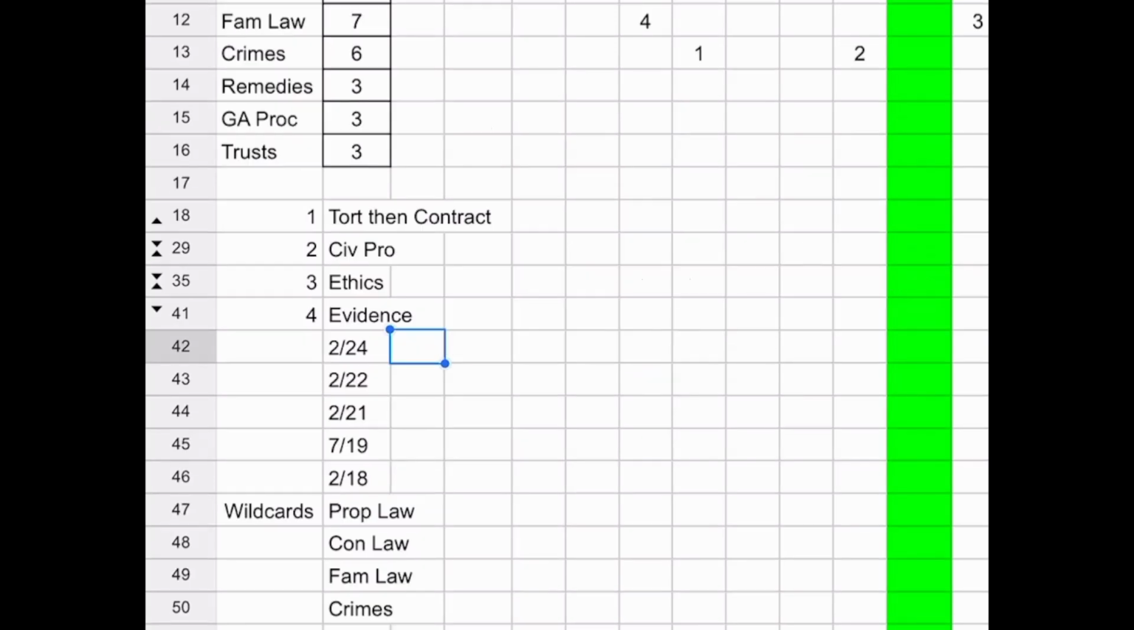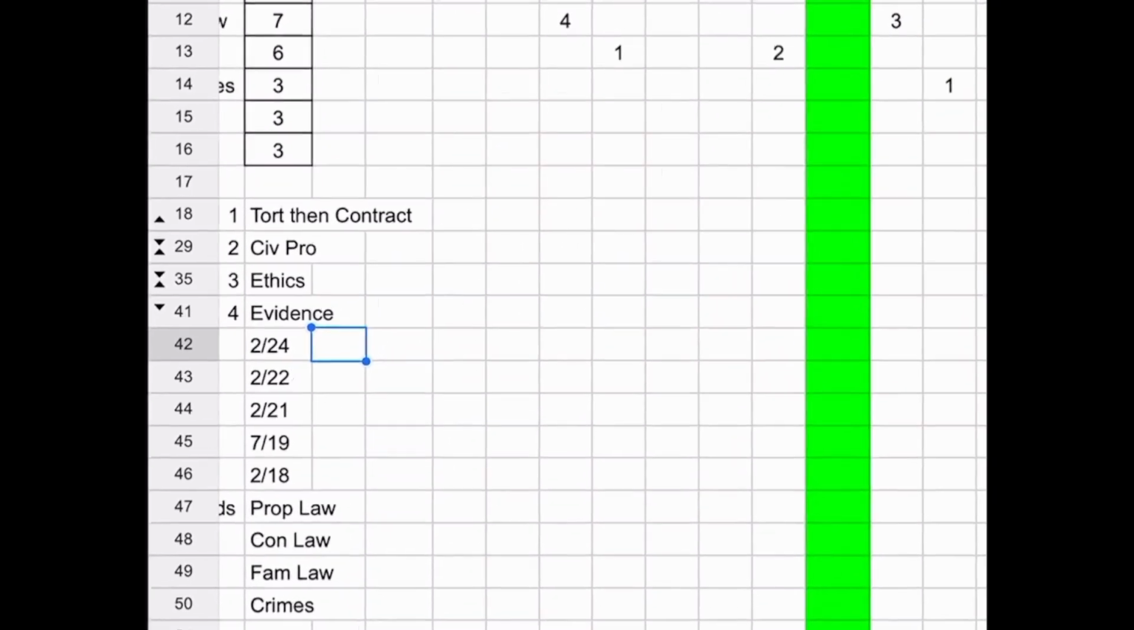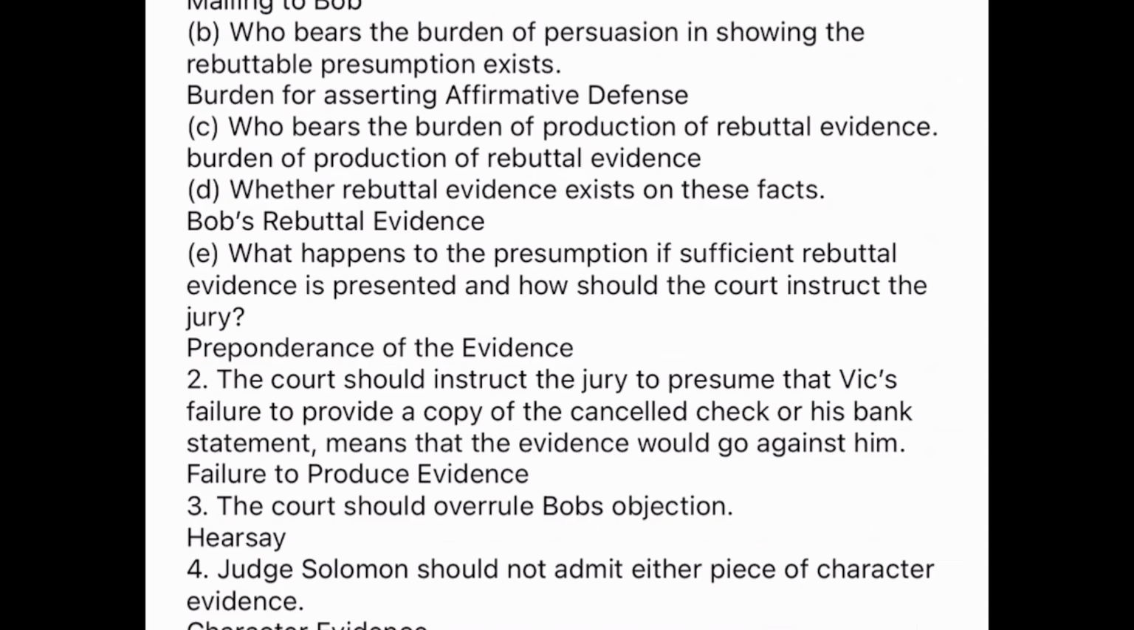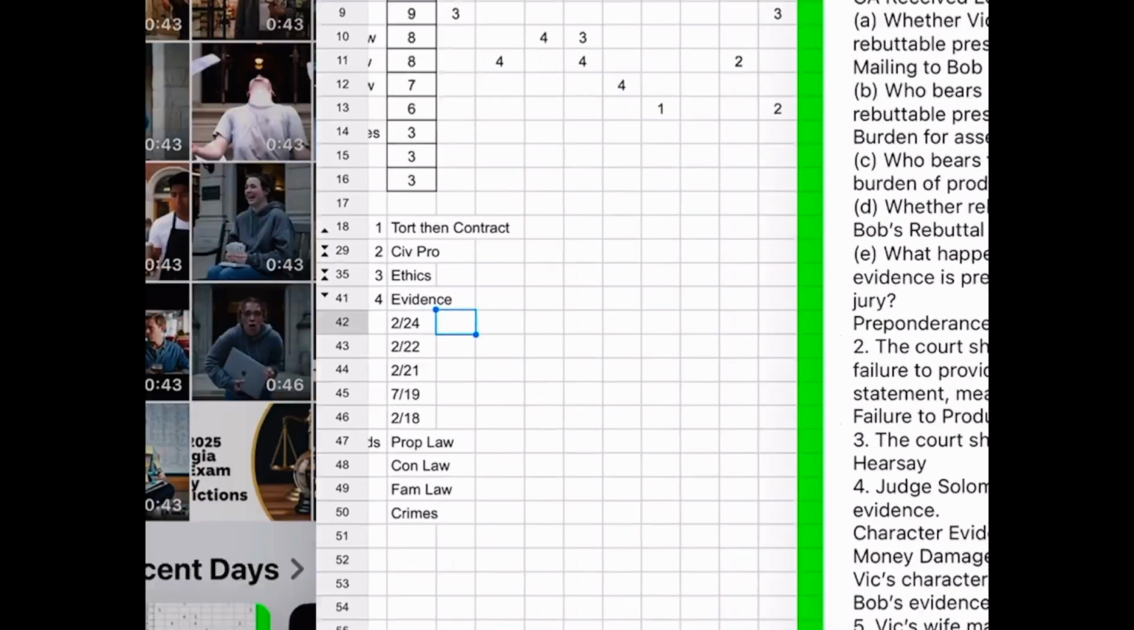Hi, here we go. Last subject of these detailed predictions, evidence. Let's take a look at what they did in February 2020. Vic, Bob, Judge Solomon. Okay, so rebuttable burden of proof, character evidence, confidential communications.